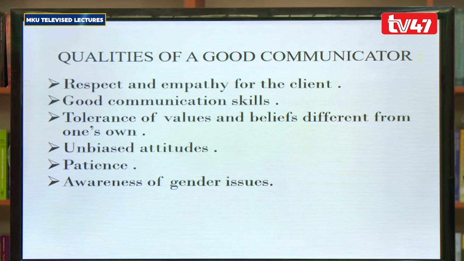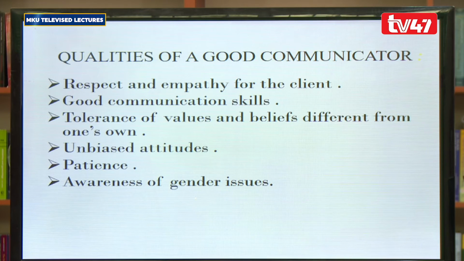So be empathetic. Have good communication skills. Communicate to the patient so that they understand what you are trying to tell them, right? It is not misunderstanding over misunderstanding. If you are trying to make a point A, make sure the patient is understanding that point A.